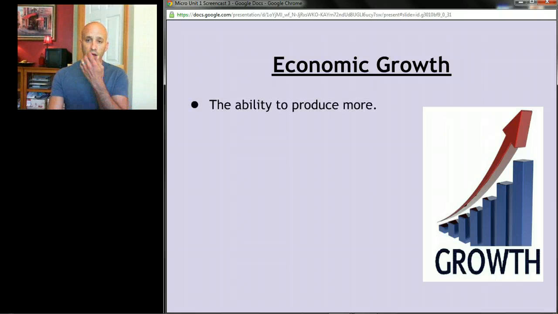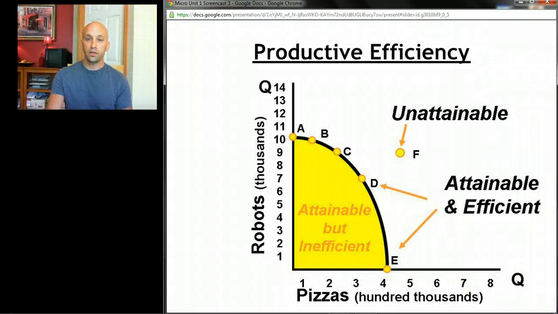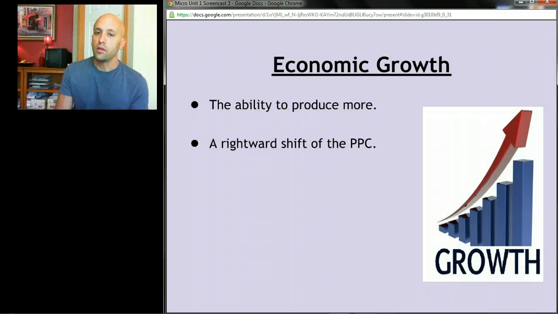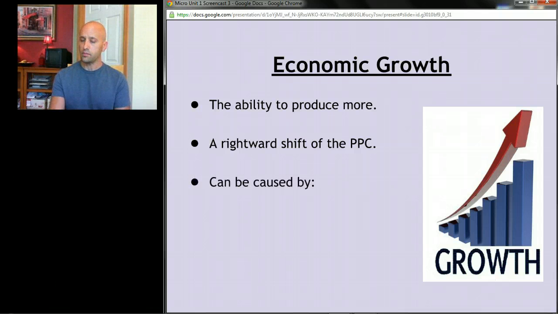All right, now economic growth is the ability to produce more stuff. Or going back to the graph, a point like F would be a point we'd like to get to, right? It's more of both. Getting to that point would be the process of economic growth. In production possibility curve terms, it's represented as a rightward shift of the production possibility curve. That's how we're going to see economic growth in economics. And it could be caused by a number of different things.